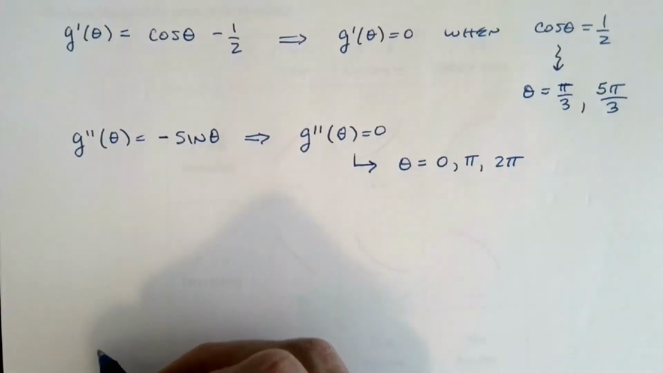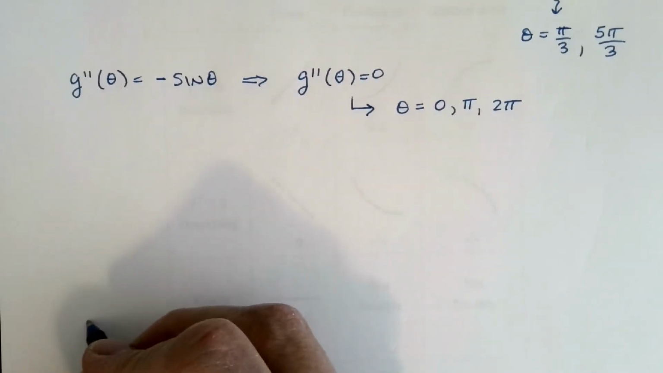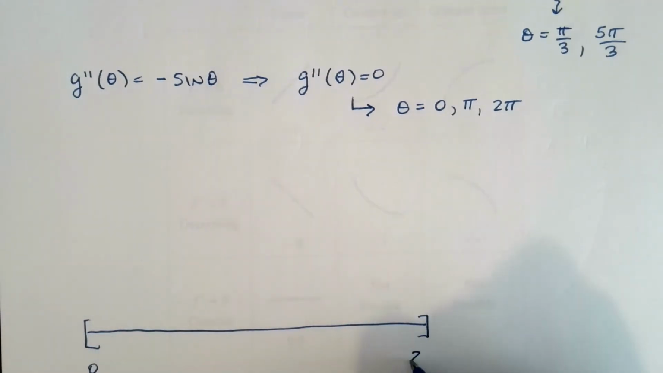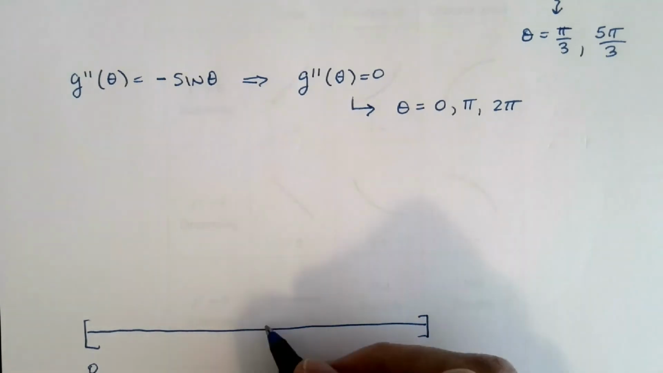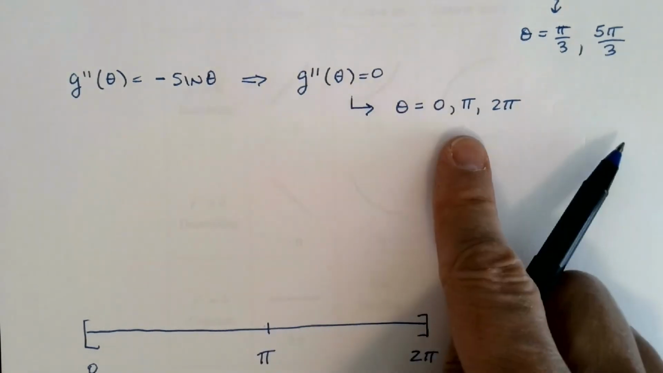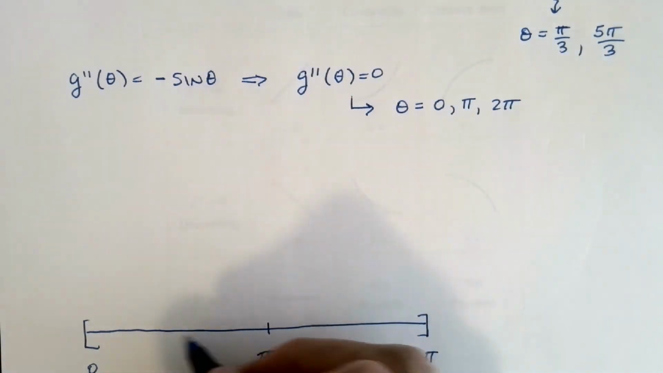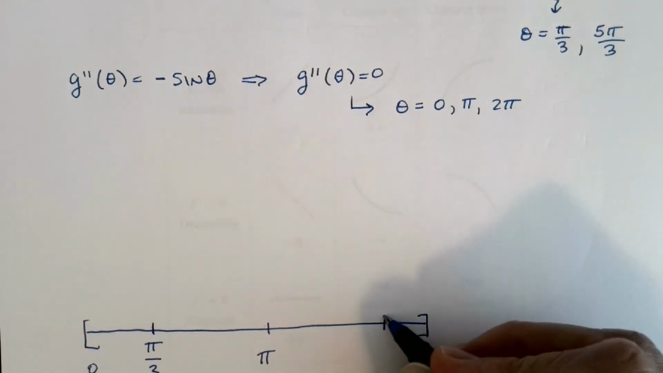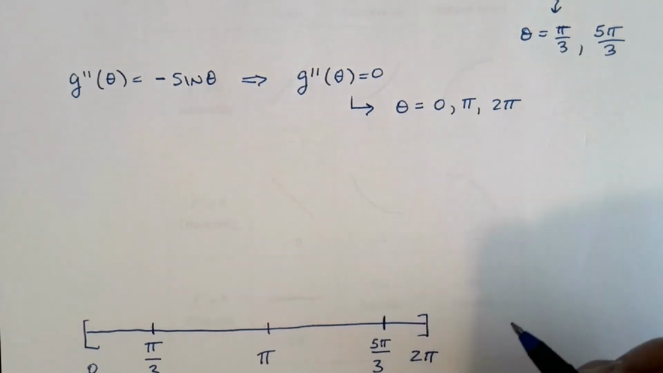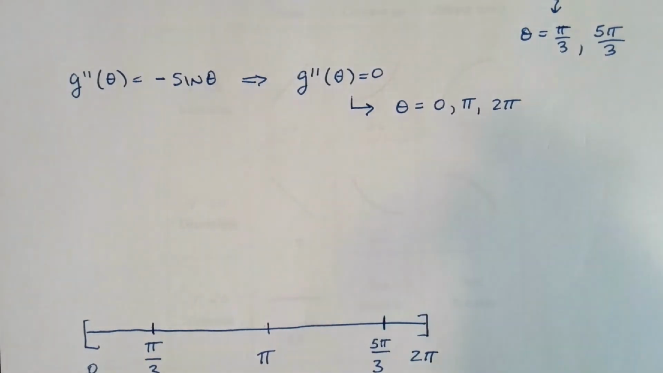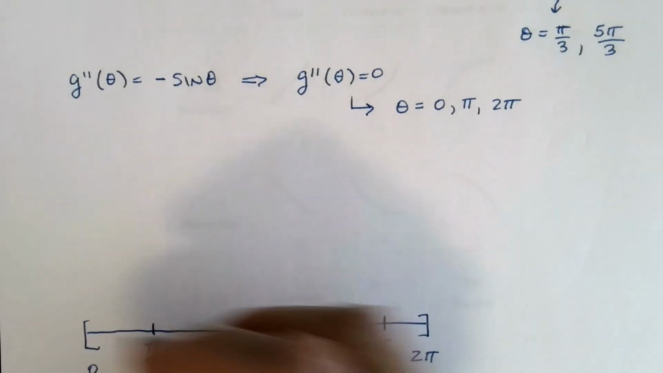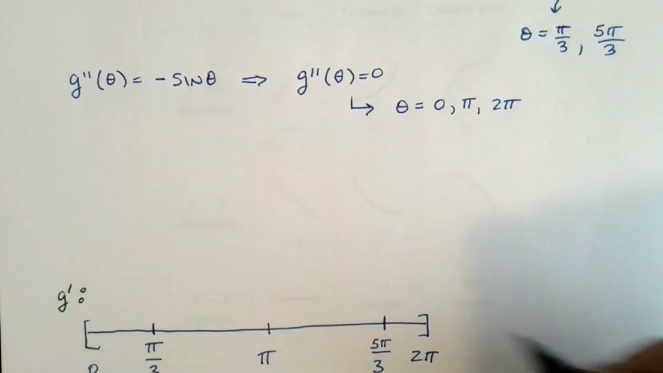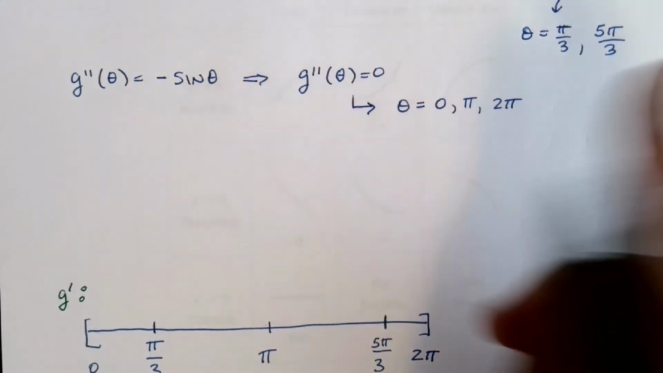Let's see if we do have sign changes in the first and second derivative there. So I've got a closed interval from 0 to 2 pi to show my sign checks on, and I'm interested in pi right in the middle there, and I'm also interested in pi over 3 and 5 pi over 3. So 1/3 is pi over 3, and 5/3 about here, 5 pi over 3. So if I start with g prime, the sign of g prime, it's 0 at pi over 3 and 5 pi over 3.